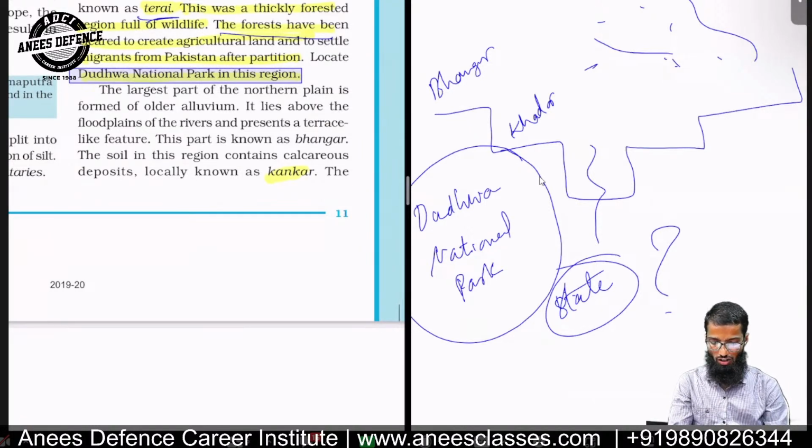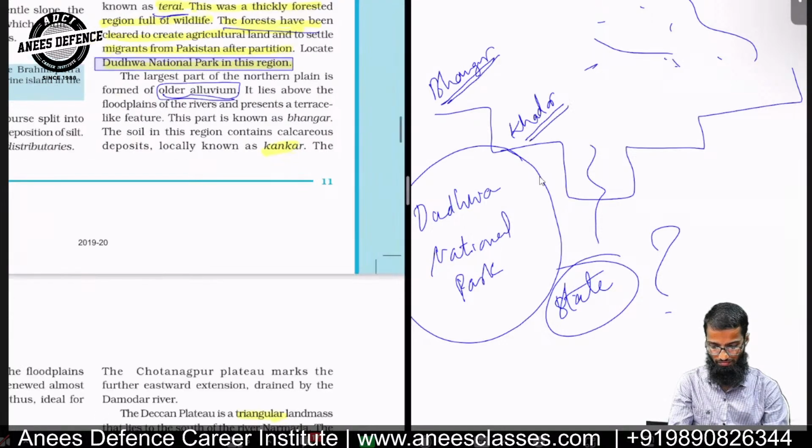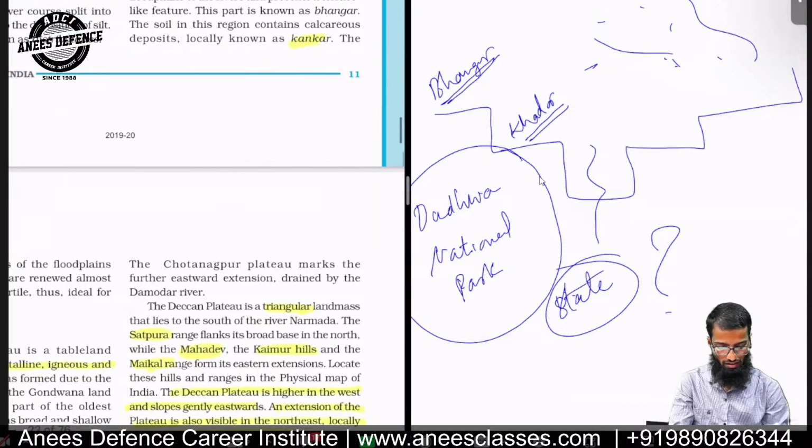Okay, the largest part of the northern plains is formed with the older alluvium. Here you have older alluvium soil, which lies above the floodplains of the rivers. Older is called what? Bhangar, like this. And newer is called khadar. And kankar is what? They are calciferous stones.